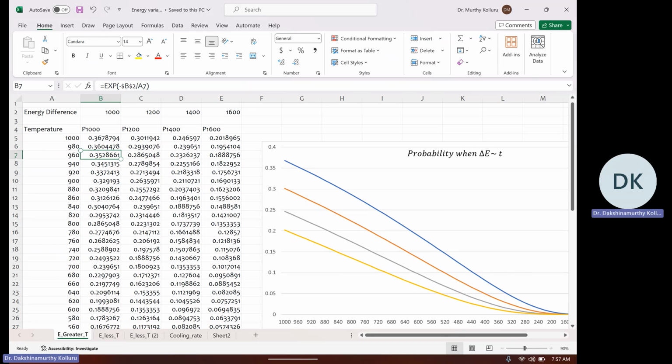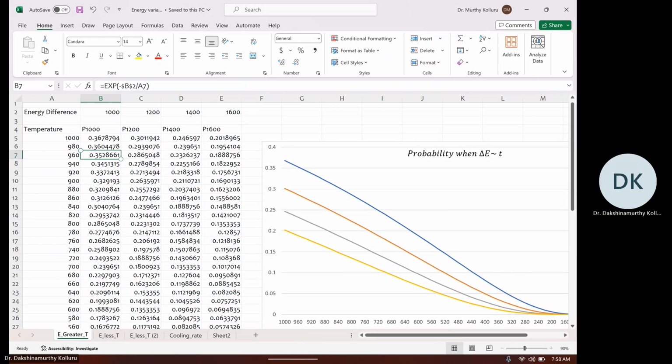You reduce the temperature, repeat the same thing, and reduce the temperature again. So constantly you reduce. Now we'll see how this function changes as we reduce the temperature. Here I have taken two cases. In case one, I'm reducing the temperature, but my energy difference is of the order of my initial temperature. I put 1000, 1200, 1400, 1600.